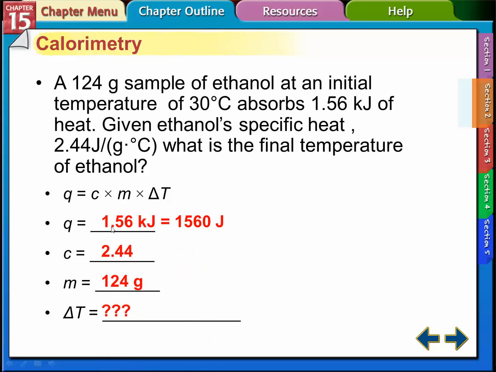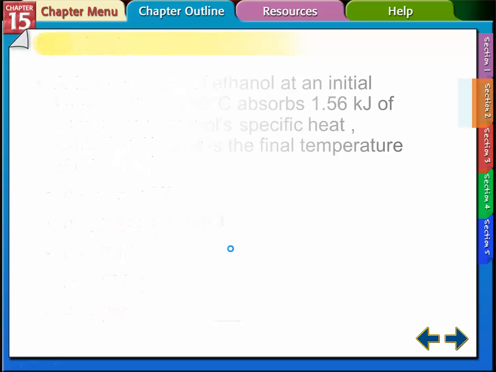So these are the things we know. We know that's kilojoules, but we have to change it to joules by multiplying by 1,000. The specific heat is 2.44, so 2.44 for the C is fine. The 124 grams, that's good.